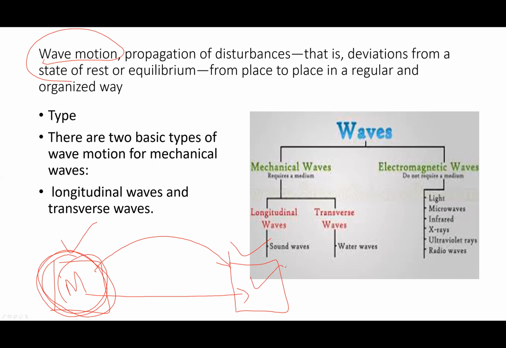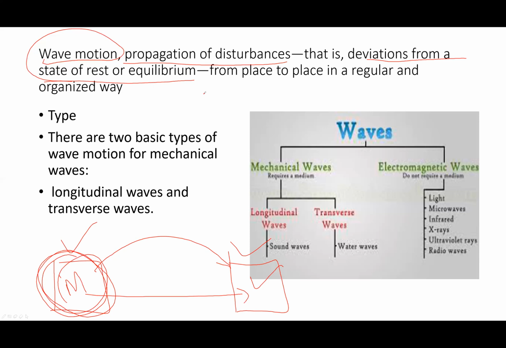So, this mechanism by which disturbance is transferred from one room to the other room, or from one place to the other place, is called wave motion. Wave motion is the mechanism by which disturbances travel from one place to another place. It is the propagation of disturbance, that is, deviation from a state of rest or equilibrium, from place to place in a regular and organized way. So when disturbance is created in one room and transferred to the other room, this mechanism by which disturbances travel is called wave motion.